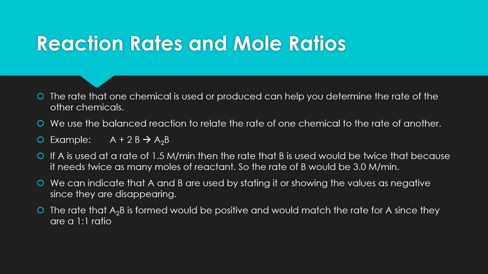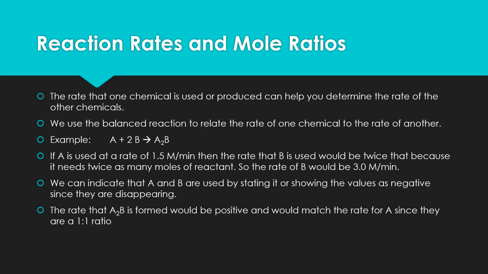Now we can take the reaction rate and mole ratios and relate those together. So the rate that one chemical is used or made, produced, can help you determine the rate of the other chemicals in the reaction. We use the balanced reaction to relate the rate of one chemical to the rate of another. Just like we use the balanced reaction to relate the amount of each chemical reactant, we can also relate the rates together.